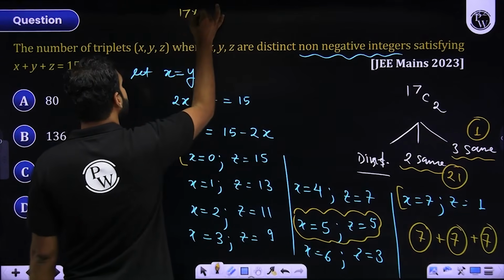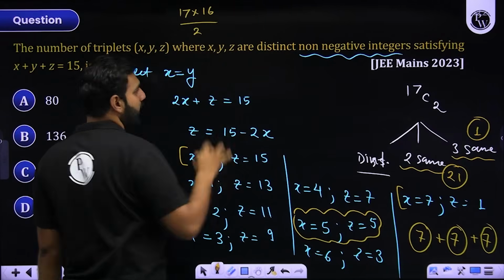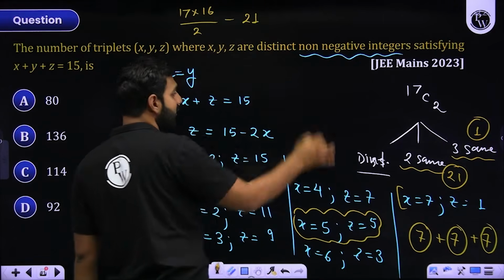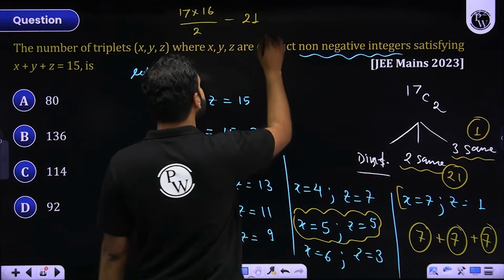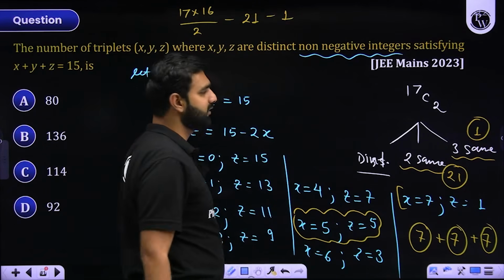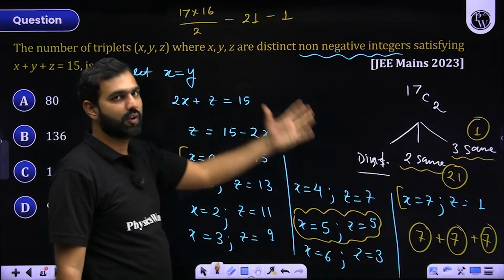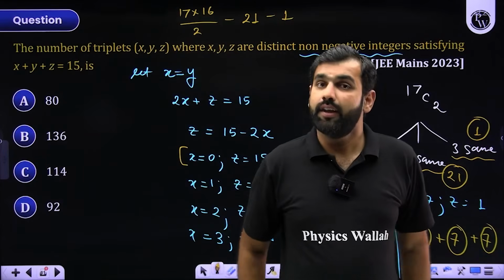It is 17 into 16 divided by 2. I hope you remember how to expand it. Minus the cases when 2 of them were same, 21 cases, minus the cases when all 3 of them were same. Only one case, 5, 5, 5. So these cases when subtracted will give you the final answer. Did you understand the whole approach?